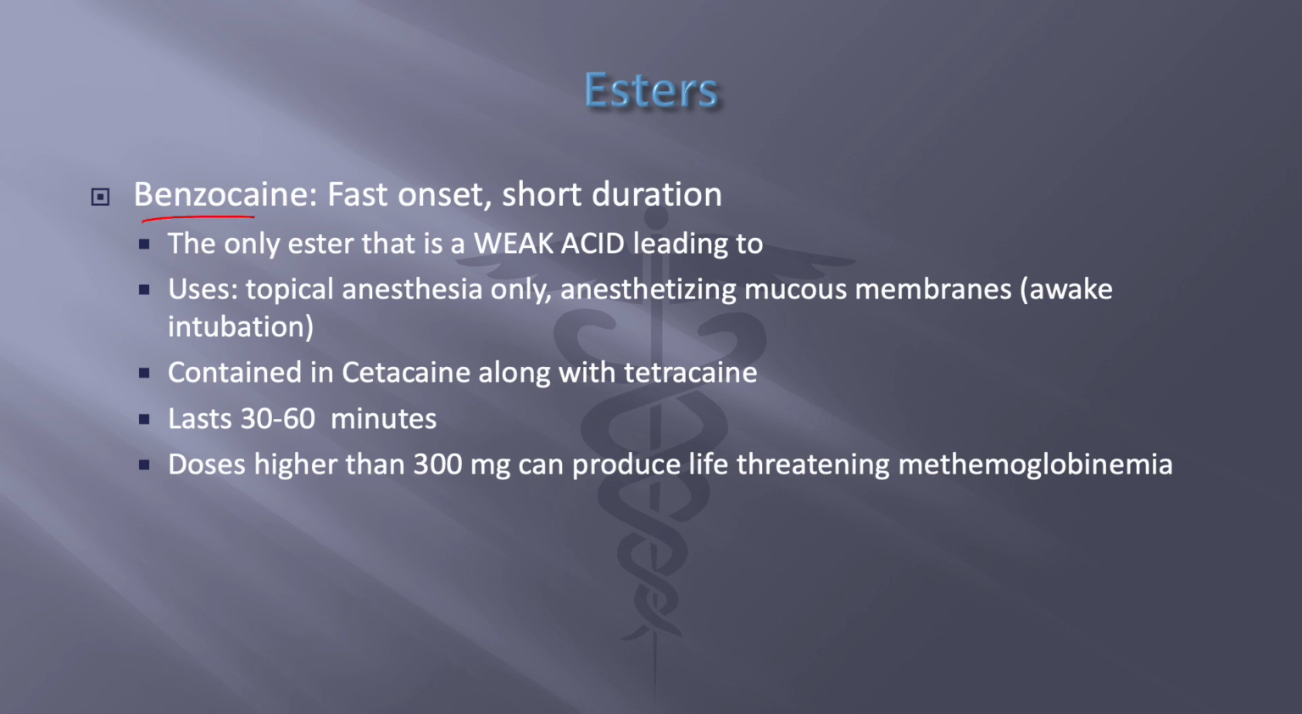We have benzocaine. Okay, it has a fast onset, a short duration, but this is cool. It's the only ester that is a weak acid. Okay, so we use this for topical anesthesia only, which anesthetizes mucous membranes and primarily for awake intubations. Okay, this is contained in the Cetacaine spray along with tetracaine. Usually lasts 30 to 60 minutes, and then doses higher than 300 milligrams can produce life-threatening methemoglobinemia. We're going to talk about what that is here in just a bit.